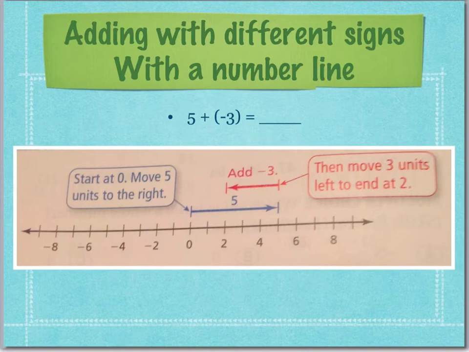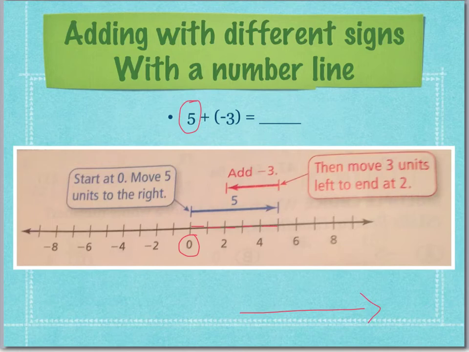The third way, again, is using a number line. So what number are we starting at? 0, because we're always going to start at 0 when we're working with a number line. Since our first number in the equation is positive, we're going to move in the positive direction, which is to the right, 5 spaces. 1, 2, 3, 4, 5. So now I'm at positive 5.